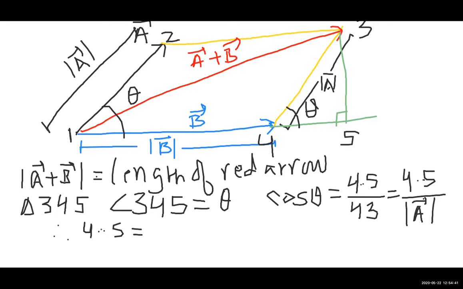Agar cosine theta is equal to 4, 5 divided by mod of A, then 4, 5 must surely be from normal simple fraction wala algebra must be equal to mod of A multiplied by cos theta. ये अगर सबको समझ में आ गया तो फिजिक्स में कभी कोई प्रॉब्लम नहीं होगी.